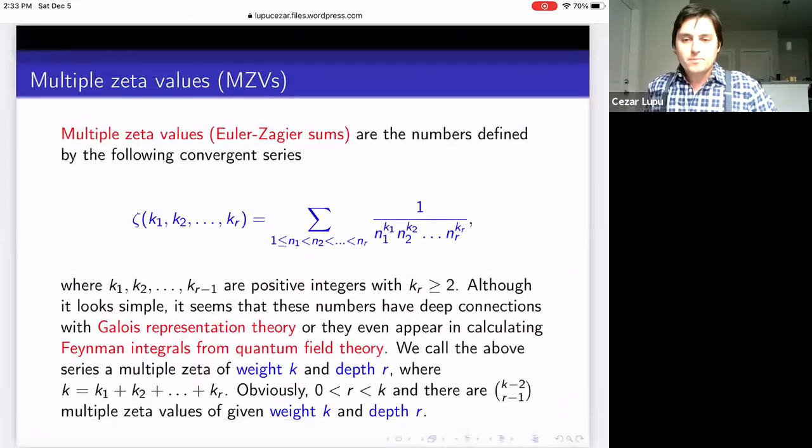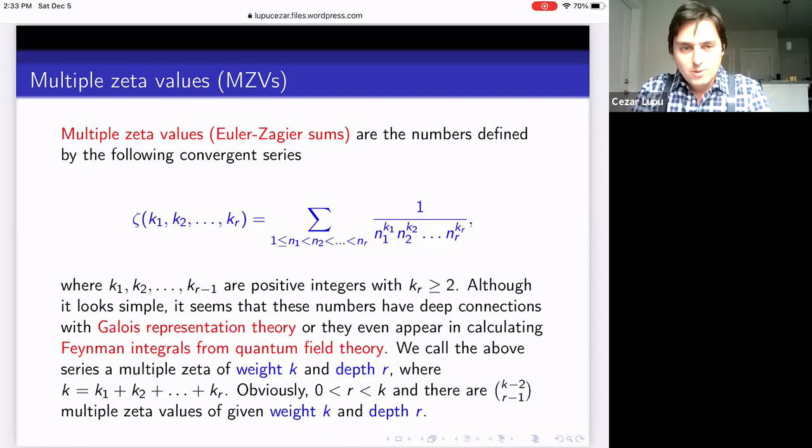As you can see, the multiple zeta values, sometimes called Euler-Zagier sums, are numbers defined by the following convergent series. Zeta of K1, K2, ..., Kr is this nested sum, 1 over N1 to the K1, up to Nr to the Kr. For the series to make sense, we assume that the exponents K1 up to Kr minus 1 are positive integers and Kr is greater than or equal to 2. Anyway, these numbers converge quite slowly.